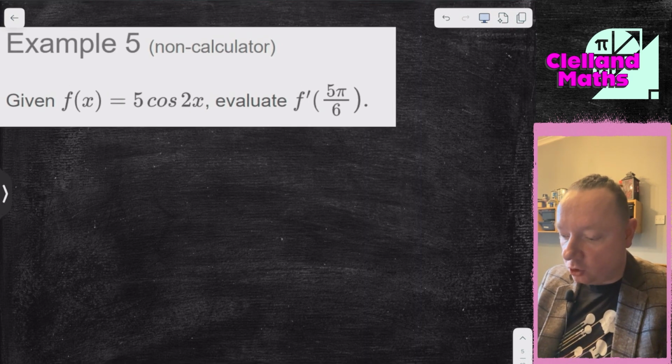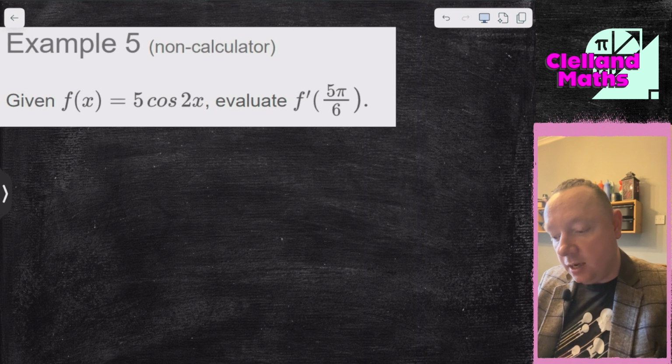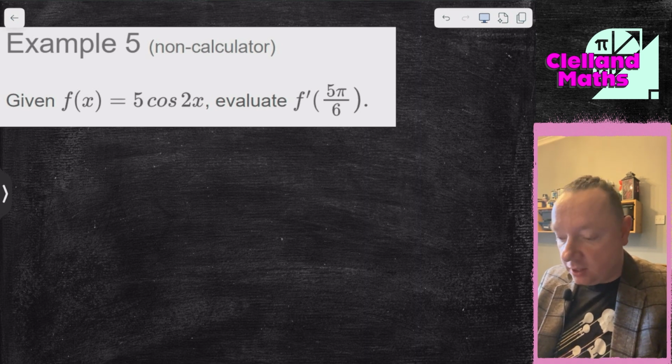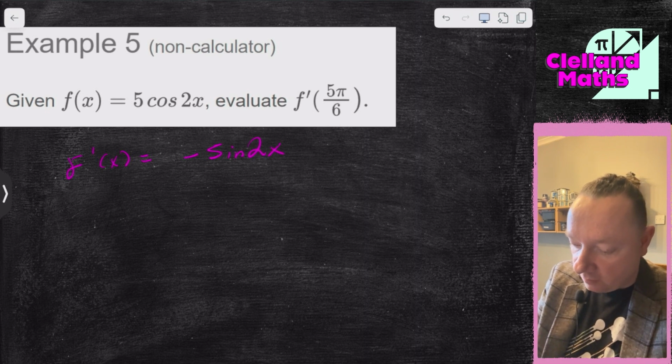Example 5. f of x is 5 cos 2x, find f dash 5 pi over 6. So this is differentiating a trigonometric function and using the chain rule. The start of the exam paper tells you how to differentiate sine and cos. So we can just check that. Now I've already memorized that. Cos goes to minus sine. So I get minus sine, still 2x, but I've still got my 5. So it's 5 in front.